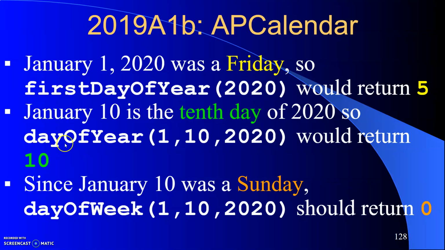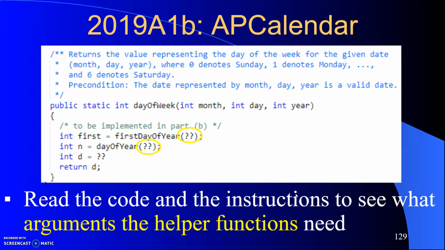Now, both of these, dayOfYear and firstDayOfYear, are helper functions. You're going to write dayOfWeek. Now, as an example, since January 10 was a Sunday, if we called dayOfWeek for January 10th, 2020, it would return 0 because Sunday is a 0. So you're going to write code like this. There's not a lot of code, but it's pretty mathy.